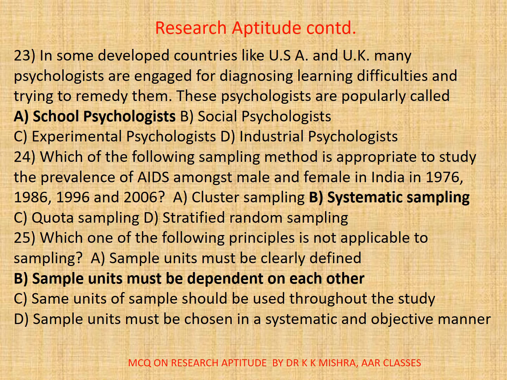24. Which of the following sampling method is appropriate to study the prevalence of AIDS amongst male and female in India in 1976, 1986, 1996, and 2006? The correct option is B. Systematic sampling.